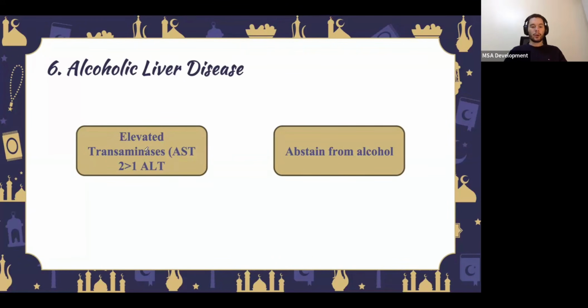So over here, we already spoke about how the transaminases change in alcoholic liver disease. You have twice as much aspartate transaminase as alanine transaminase. And how would you manage it? Here's the treatment. You abstain from alcohol, okay? Unless it did not reach cirrhosis.